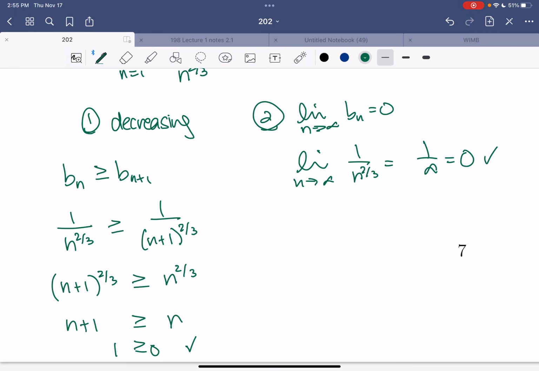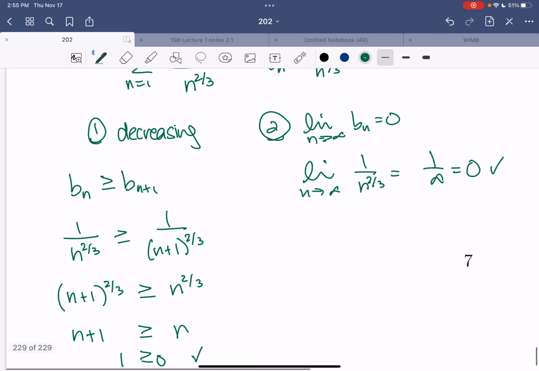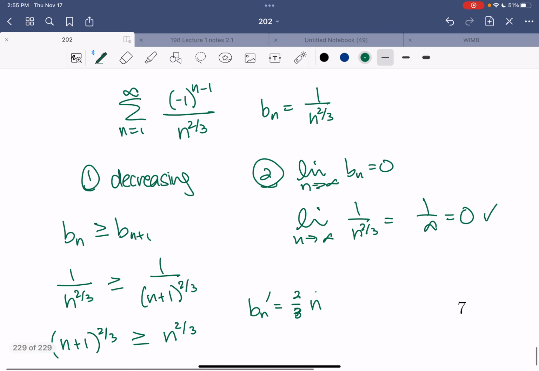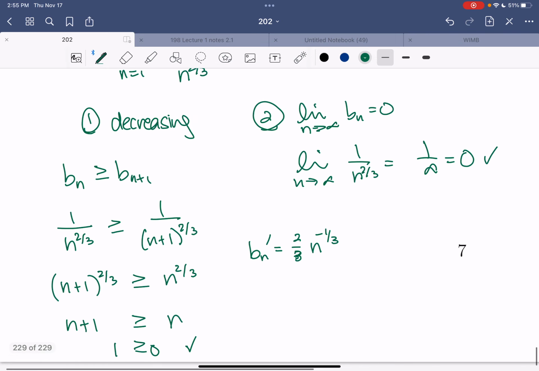The other way that you can show that something is decreasing is by showing that its derivative is always negative for n greater than 1. So we could look at the derivative here. Bn prime is 2/3 n to the negative 1/3. And this is 2 over 3 cube root of n. And when you're plugging in positive n's, the cube root is positive, and 2 over 3, that's all going to be positive. So this is greater than 0, which tells you that it's increasing.